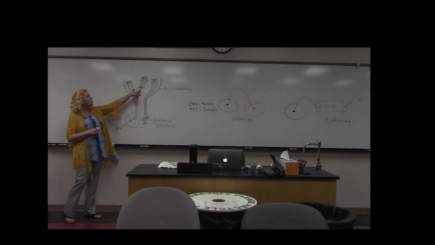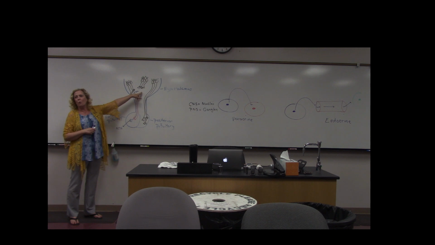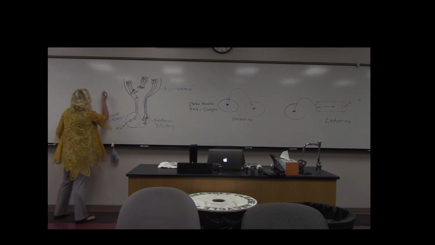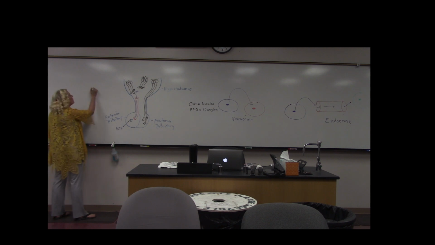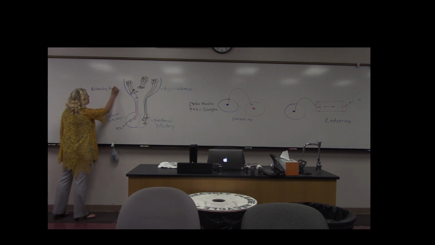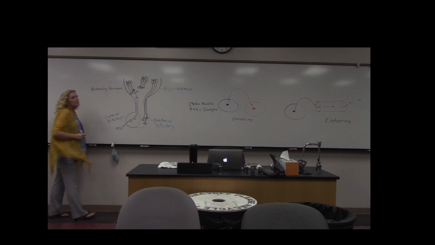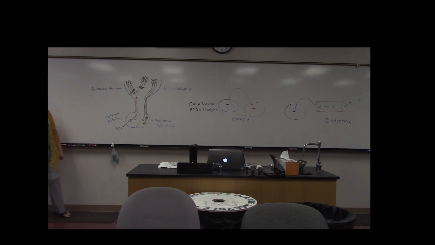Now, there's multiple groups of these short axons. Each one of these short axons releases some type of hormone that has releasing hormone as its name. So if it's a short axon going to the anterior pituitary, it's something releasing hormone. So corticotropin releasing hormone, or here's one, growth hormone releasing hormone.